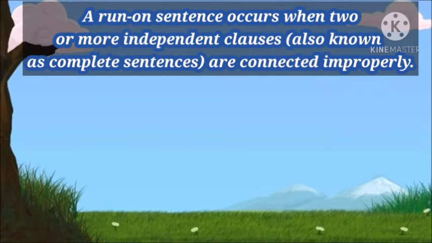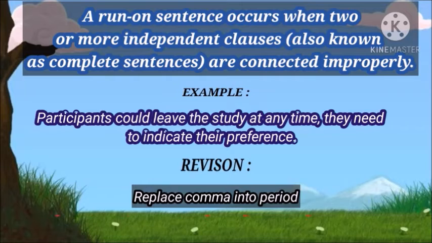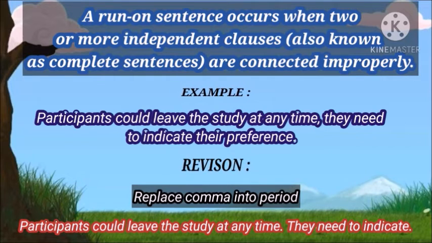A run-on sentence occurs when two or more independent clauses, also known as complete sentences, are connected improperly. Example: participants could leave the study at any time, they needed to indicate their preference. For revision, replace the comma with a period. Because the sentence is two independent clauses, we can separate the clauses into two sentences by replacing the comma with a period.